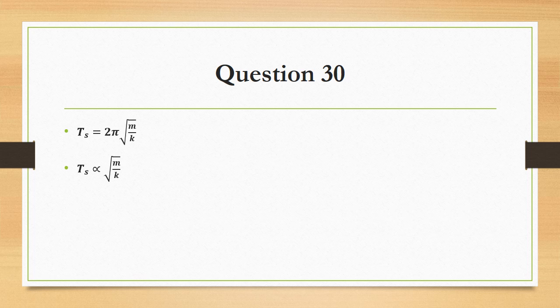And the period of something on a spring is proportional to the square root of its mass over the spring constant. That's not good enough. That's not an answer choice. So we need to go a step further.